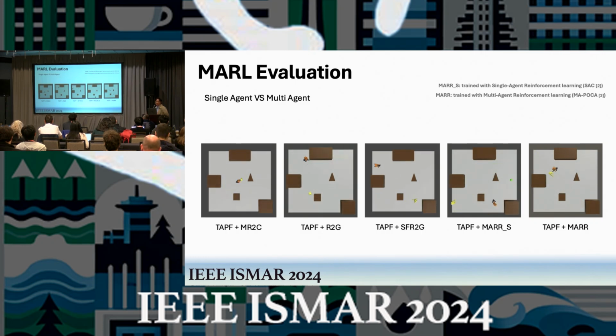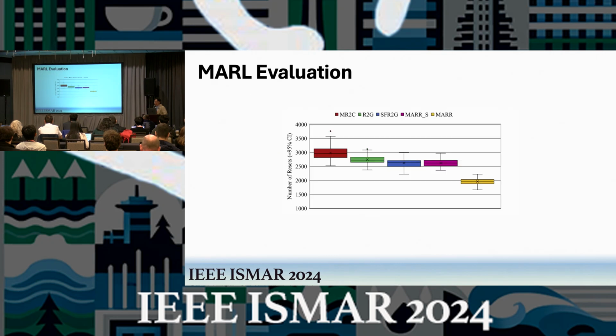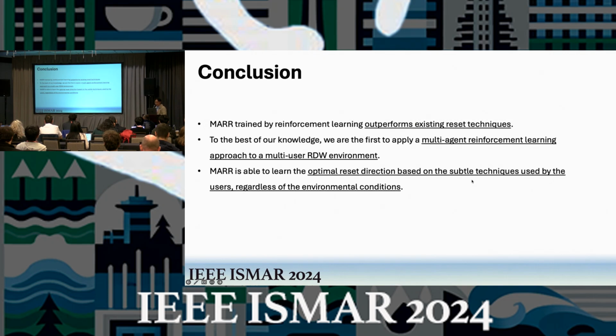So we compared our model with the model trained by a single-agent reinforcement learning algorithm. State, action, reward, everything is the same, but we used soft actor-critic to train the model and compared it with the original version. As you can see, the purple one is trained by single-agent reinforcement learning, and yeah, it performs well, but not like our original version. So we could conclude like that.